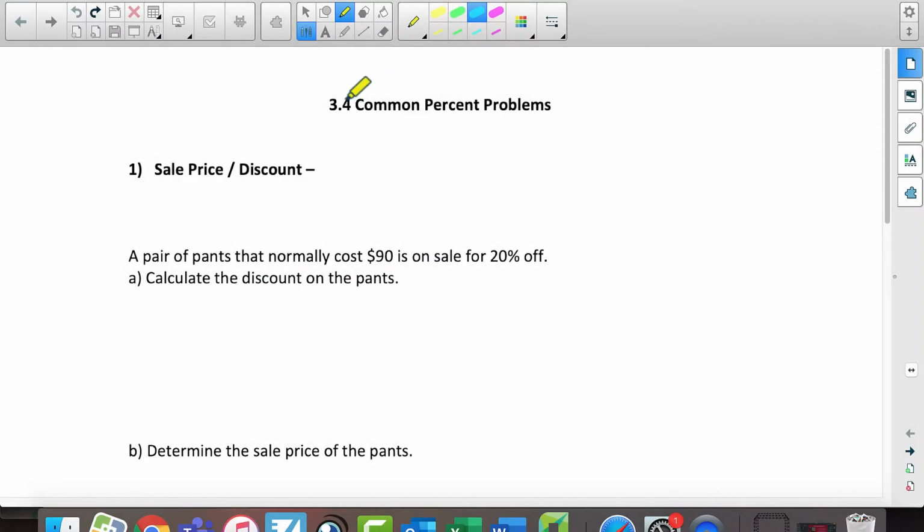Alright, I've probably given you some percent problems to do, and now we're going to look at some common percent problems that kind of show up in real life. Isn't that nice? Real life. So we'll look at 3 or 4 things.